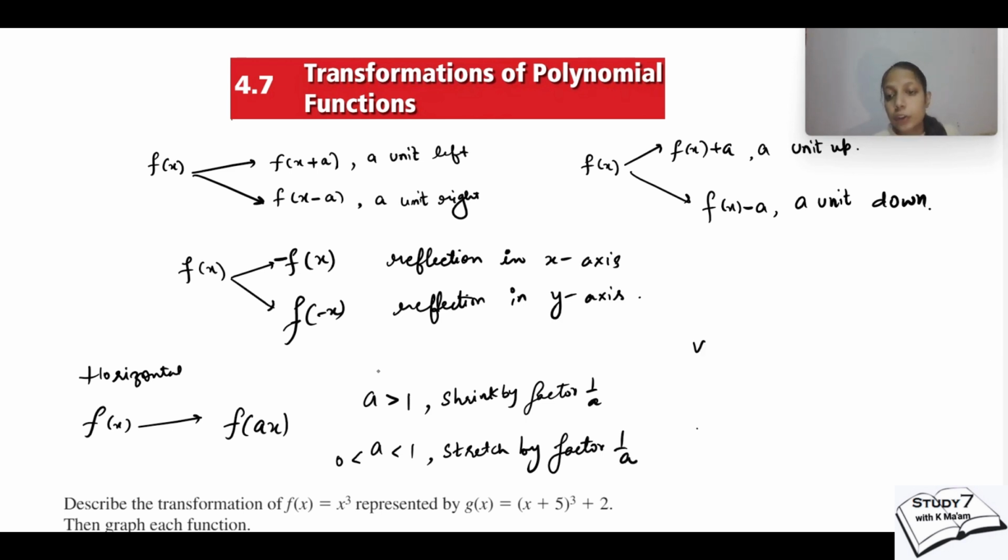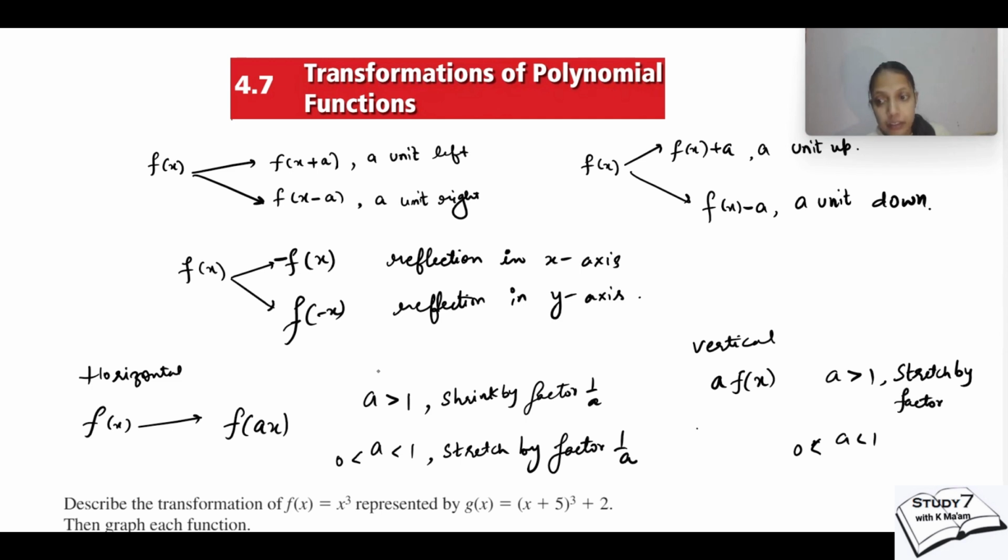On the other hand, in the case of vertical, f(x) is multiplied outside by a. That means the complete function is multiplied by a constant, a times f(x). If a is greater than 1, it is a stretch. Vertical stretch by factor a. If a is between 0 and 1, it is a vertical shrink by factor a.